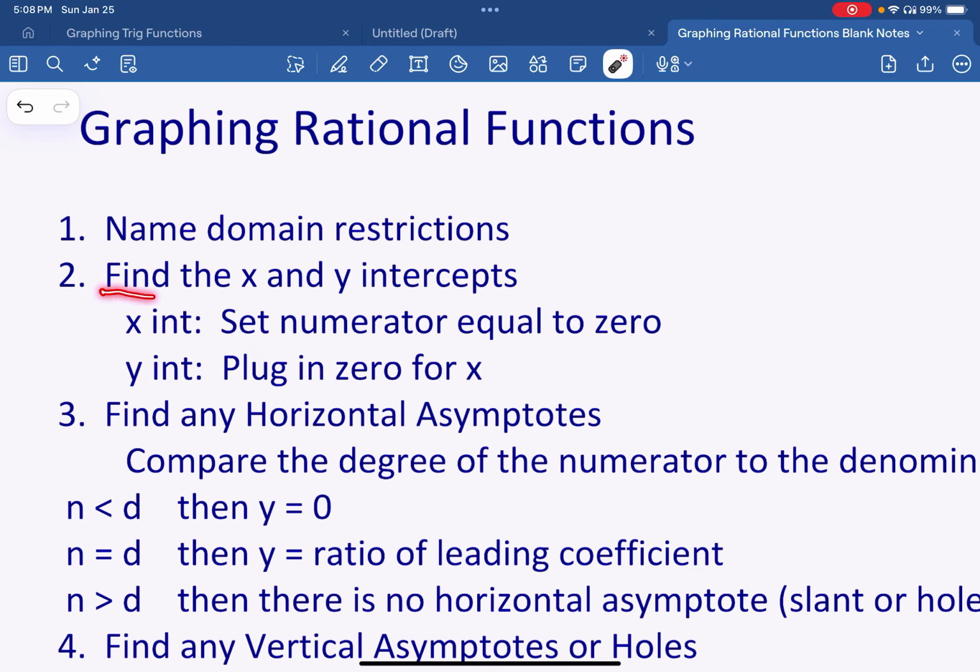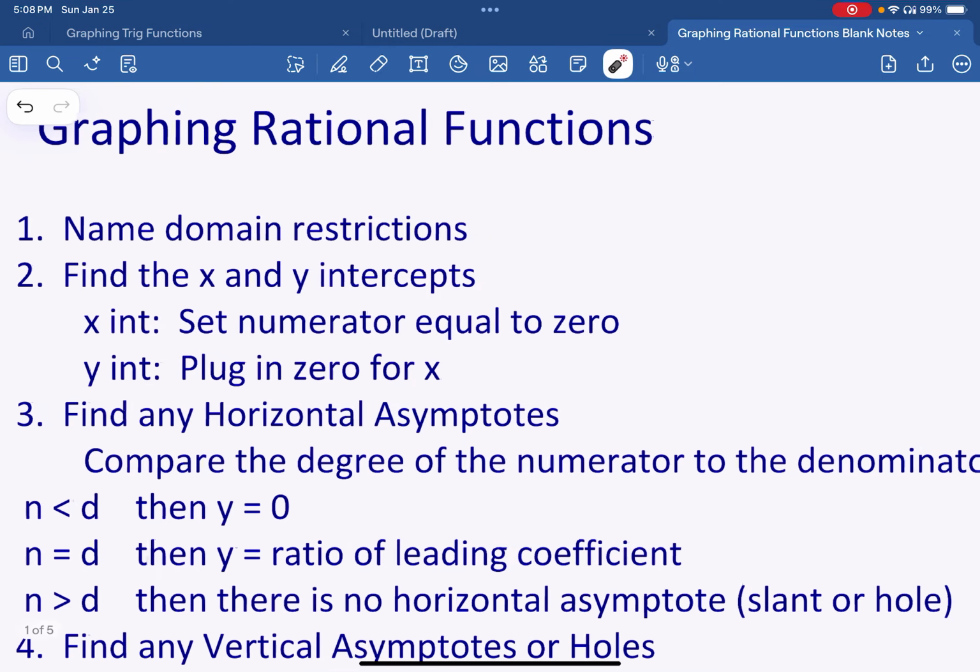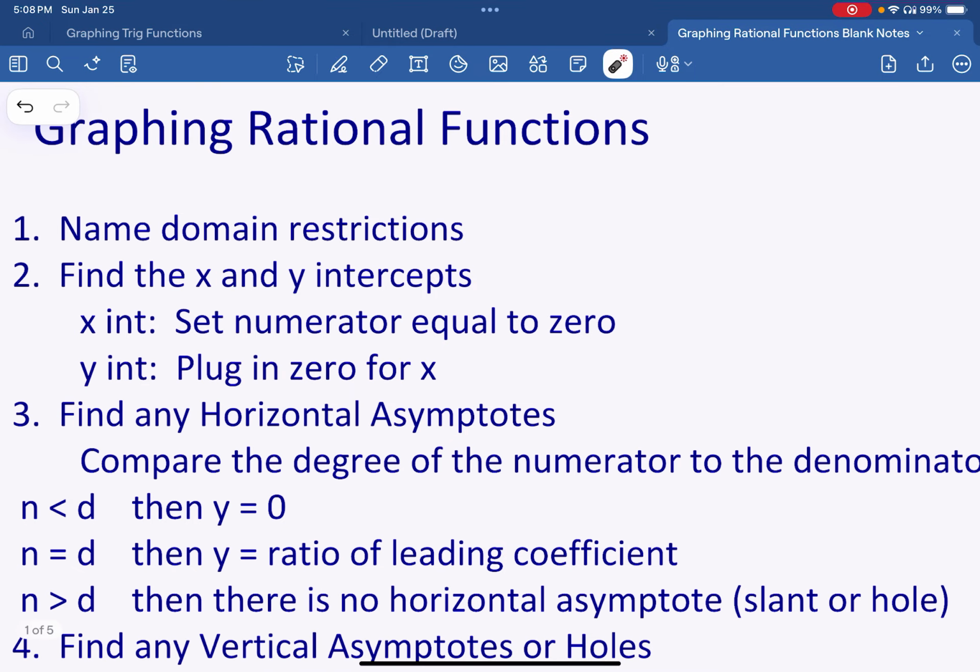It's always a good idea to find the x and y-intercepts because that gives you some points that you can plot. It'll help us out. Remember, if you're finding the x-intercept, set the numerator equal to 0. And if you're finding the y-intercept, plug in 0 for x. After that, you want to find any horizontal asymptotes that the graph may have.